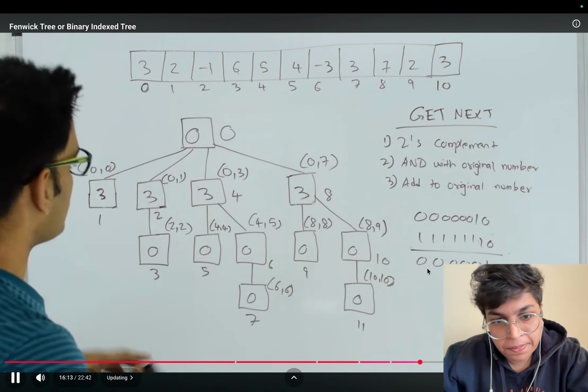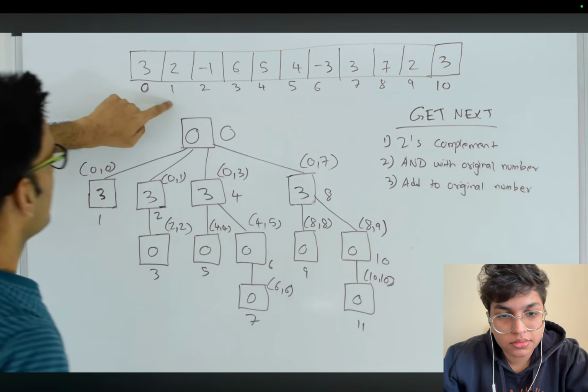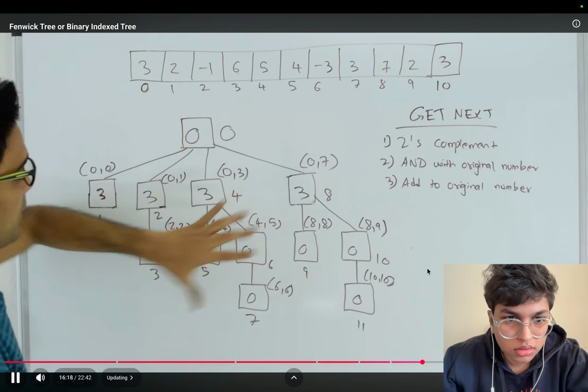Let's start with 1. So now I go here. So I'm going to update 1 into my binary index tree.